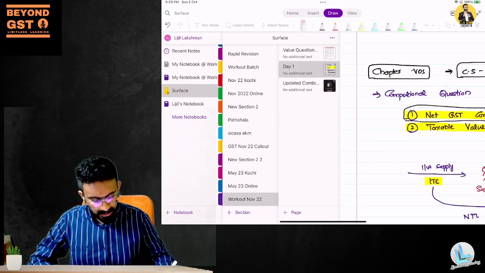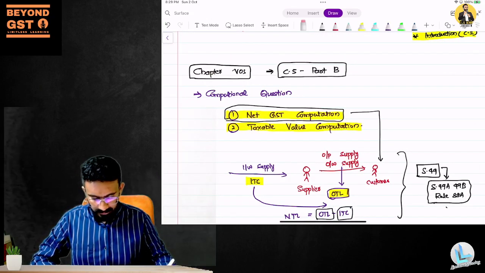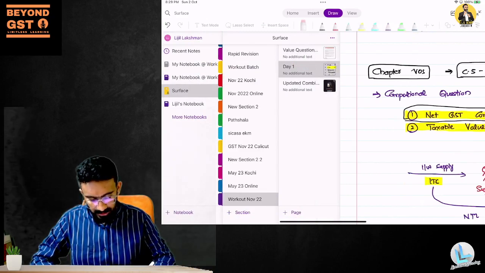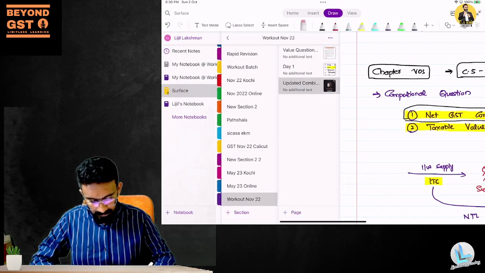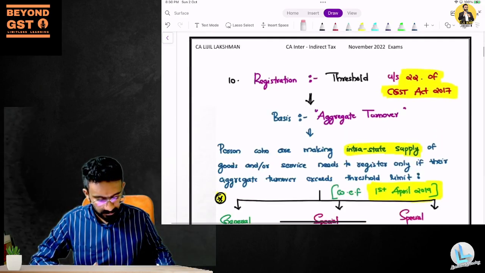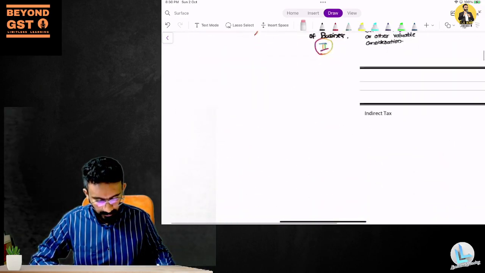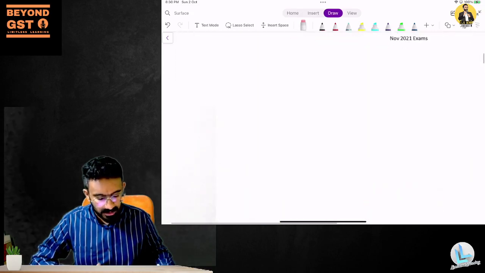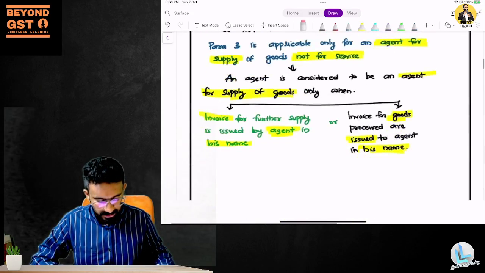Now let's go to the valuation chapter. What do we have in the valuation chapter? I'll give you a quick summary of the chapter so that we can start working out questions.